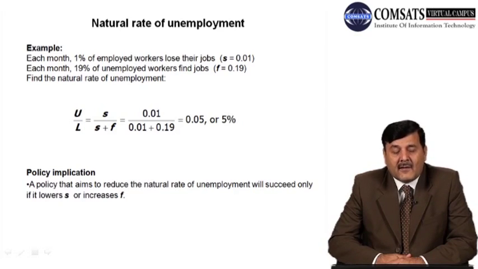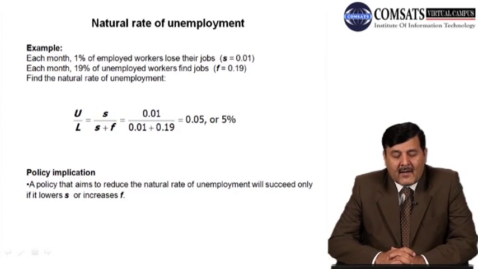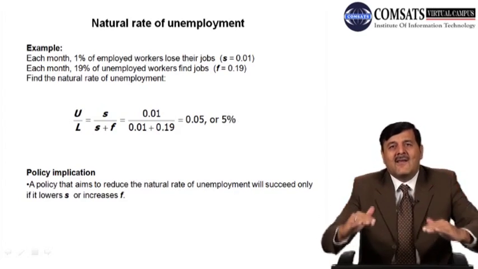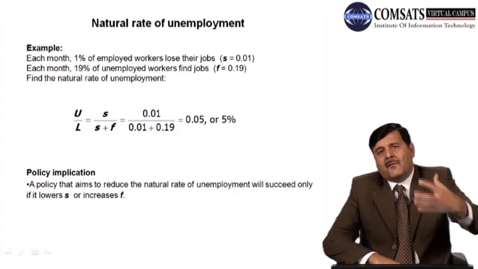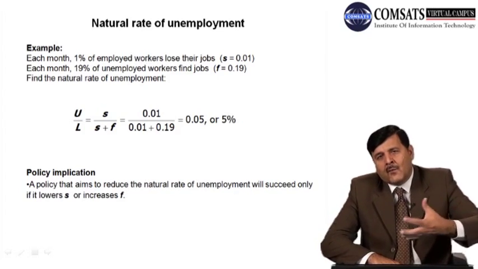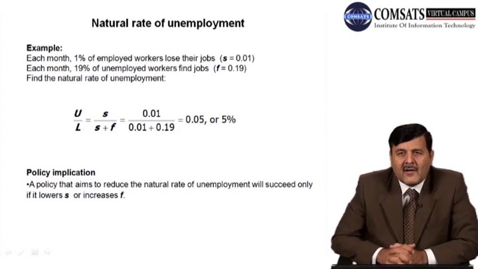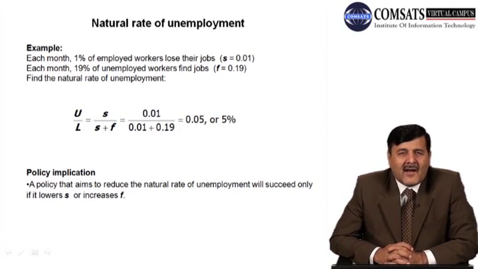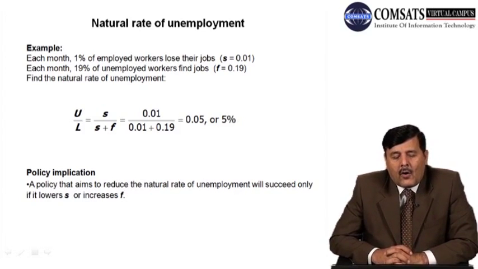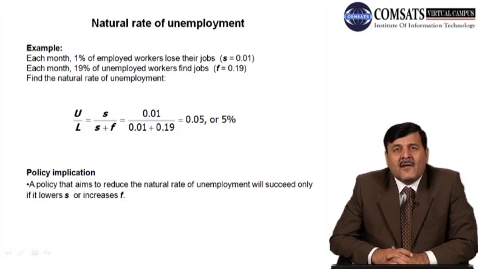Now what is the policy implication for this? A policy that aims to reduce the natural rate of unemployment will succeed only if the government of a country or economy wants to reduce the natural rate of unemployment in the economy. So what policy can they opt for? They can only reduce unemployment if it lowers S and or increases F. So either they have to decrease S, the number of people who are separated from jobs, who are becoming unemployed, that should be reduced, or they increase F, the number of people who are getting jobs should be increased, more jobs should be available, so the number of F will rise and the unemployment rate will fall. So this is the policy implication for the economies, for the countries, to reduce the unemployment in the economy.